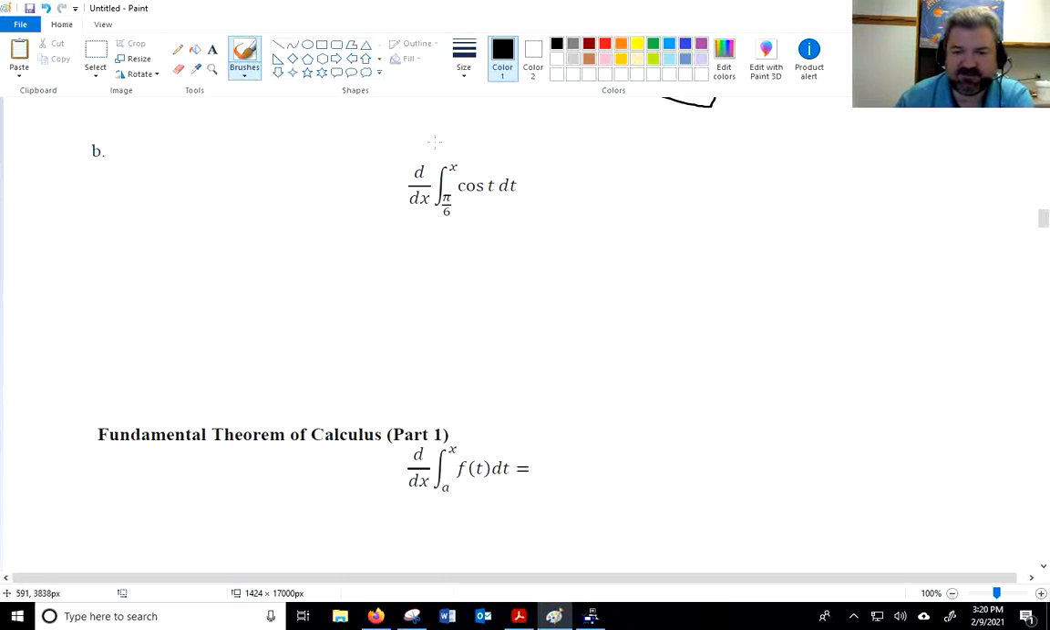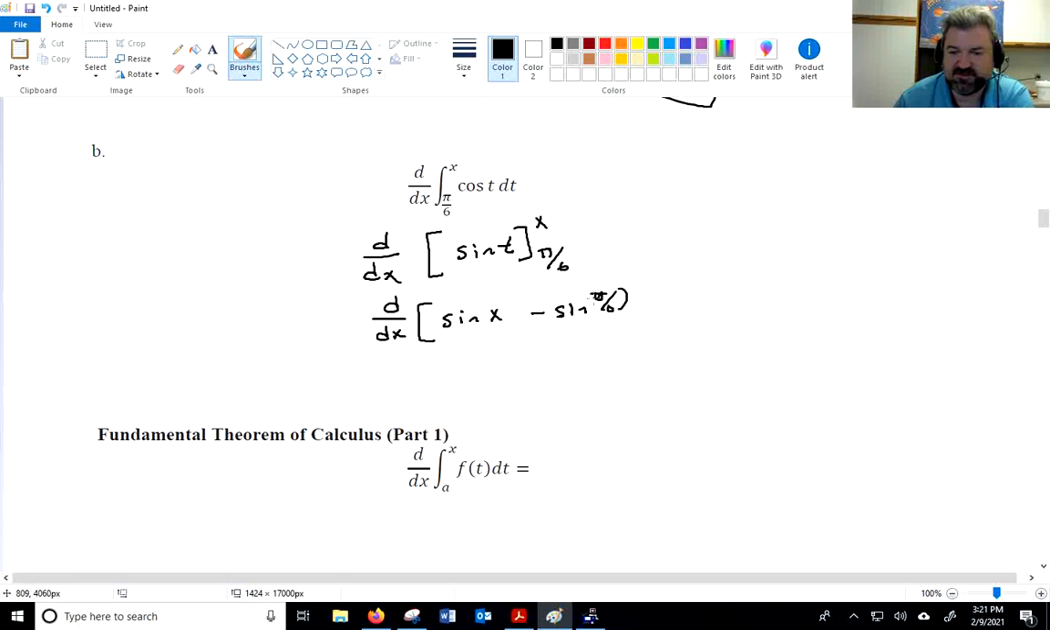Okay, the derivative with respect to x of the integral from pi over 6 to x of cosine t dt. Okay, so first we're going to integrate. The integral of cosine is sine. And we'll be doing that from pi over 6 to x. I'll then replace t, making it sine of x minus sine of pi over 6, which is 1/2, but that doesn't matter because now I'm going to take the derivative with respect to x, and that's just a constant. The derivative of sine is just cosine. And so there we have it.